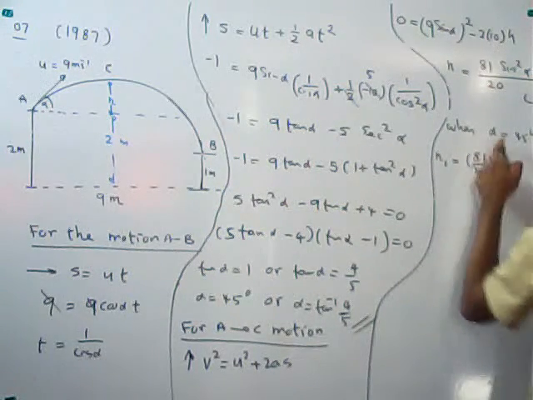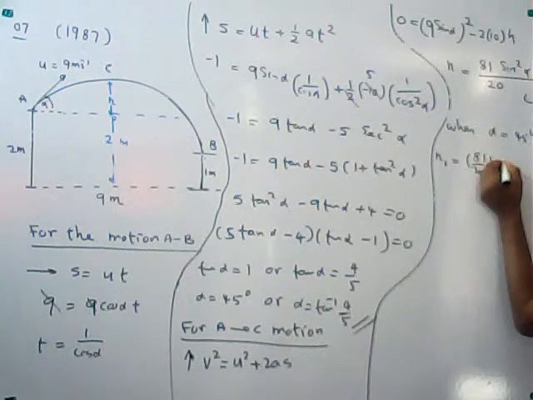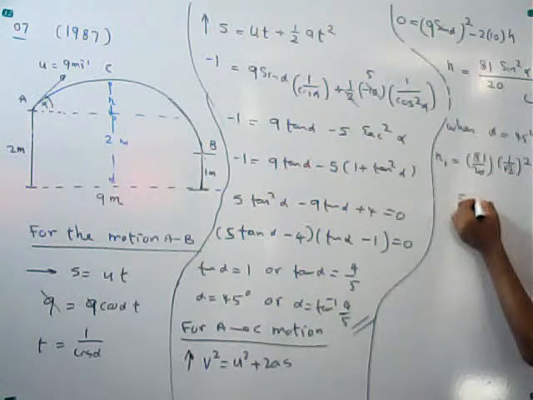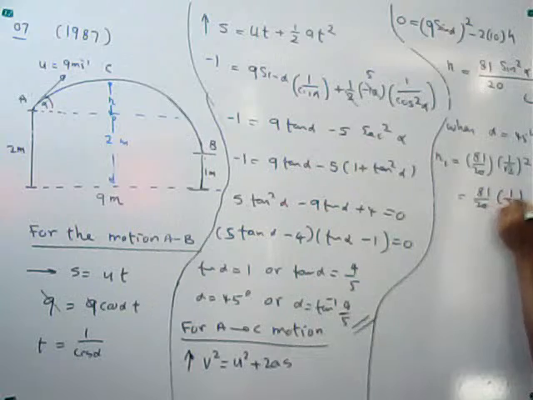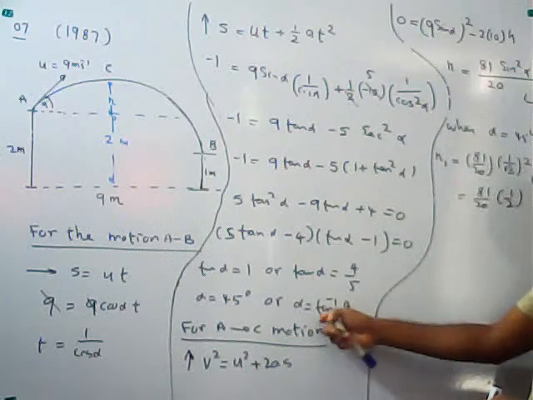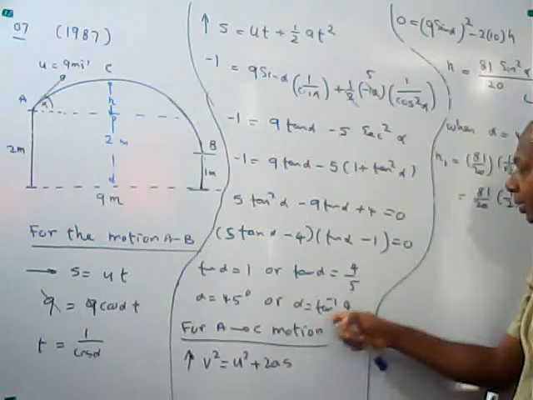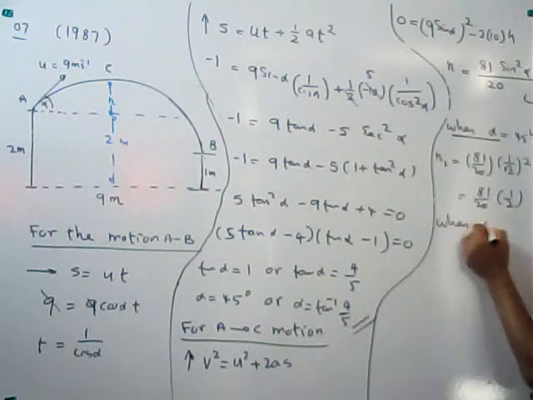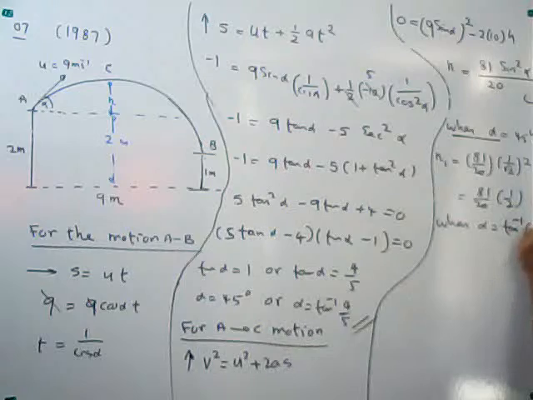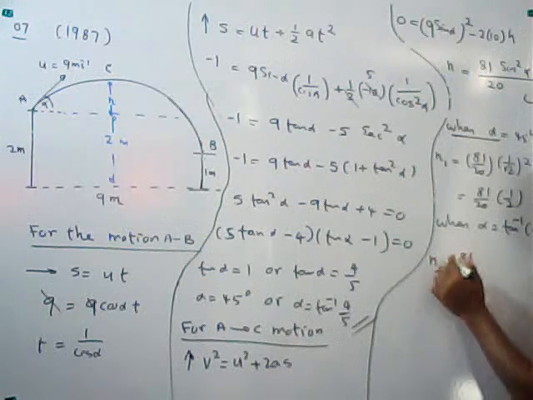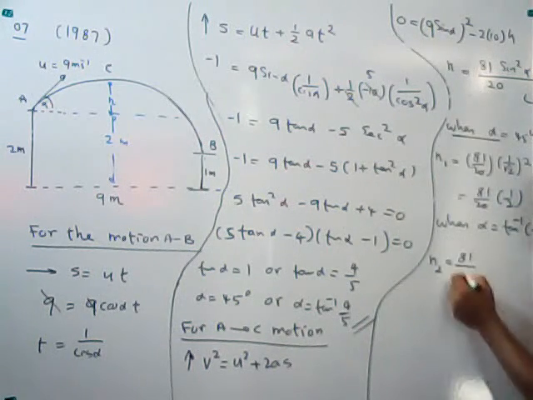81 over 20. Sine alpha is sine 45. That will be 1 over root 2, squared. Yeah. 81 over 20, half. That's what we get for h1. Right? Then we will find it for the other angle. The maximum height h for the other angle, where tan alpha equals 4/5. When alpha equals tan inverse 4/5, this h will be equal to, let it be h2. h2 will be equal to 81 over 20.